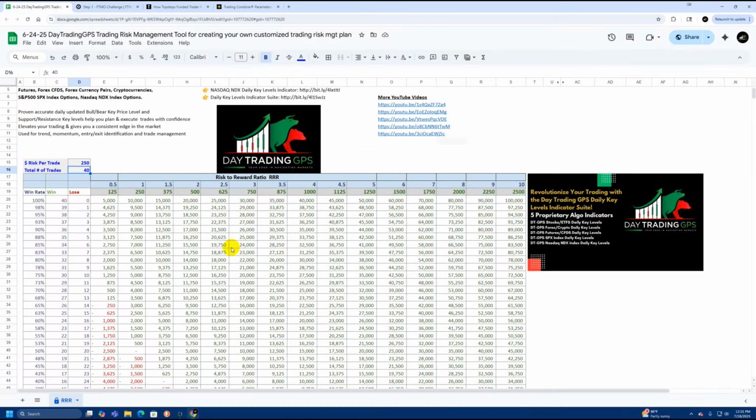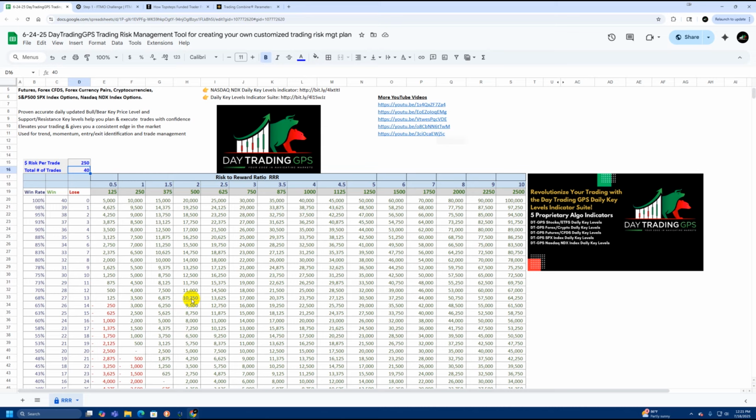So you want to look at where on these lines here is a figure that's $10,000 or greater. As an example here, we have a 2-to-1 risk to reward ratio based on taking 40 trades in a month at a risk of $250 a trade. If we have a 68% win rate, then our gross profit over the entire period is going to be $10,250.